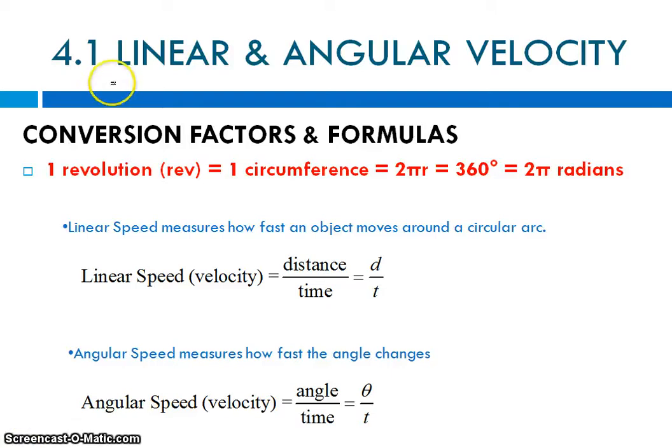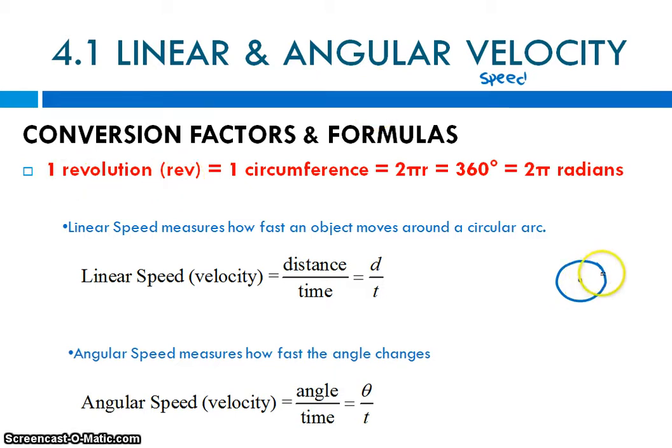Okay, class, in this lecture we're going to be talking about linear and angular velocity, and velocity is another word for speed. Okay, so I'm talking angular, I'm talking about going about a circle. So I have a circle, and I want to talk about some conversion factors and formulas that we're going to use when we're converting between different units to find a linear or an angular speed.